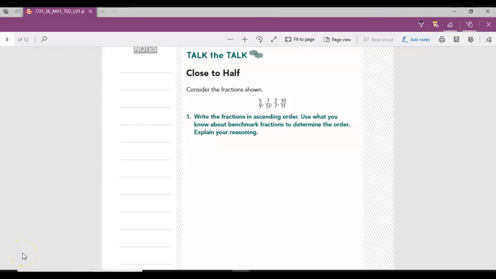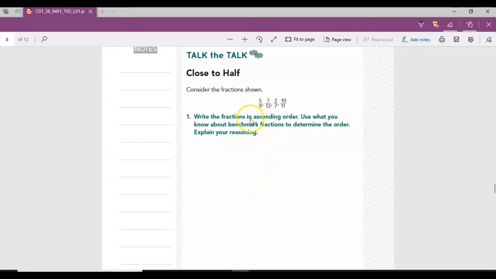One of the objectives for rational numbers is being able to compare and put them in order. So when you do that, you have a couple different strategies you can use. The strategies you pick depend on the numbers you have. Some of them are going to work better than others.